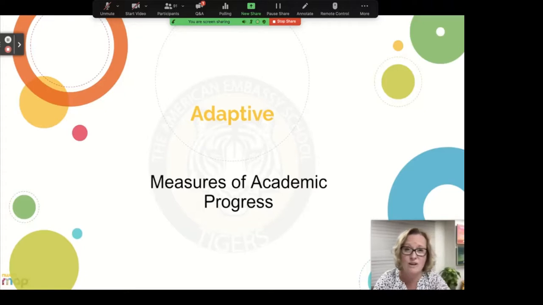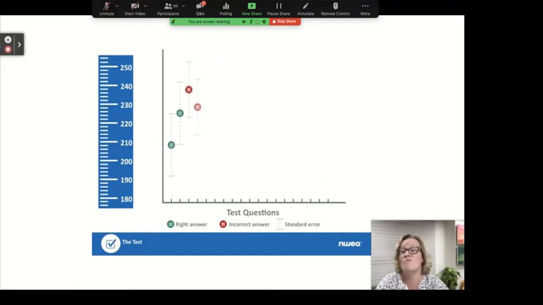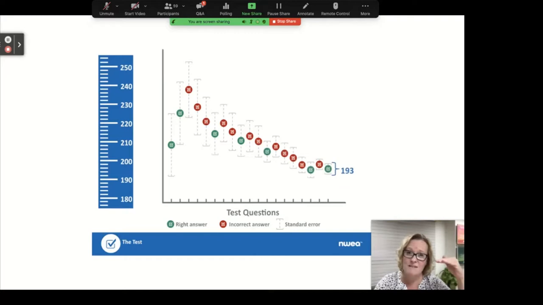But let's take a look at what that can look like with this particular assessment. What we know is that when students get the first question correct, for example, the next question adapts and becomes a little bit more challenging. If they get that answer correct, then it adapts and the next question becomes a little bit more challenging. If they get that incorrect, then the next question will become a little bit less challenging. And so it adapts based on how a student performs on each particular question.